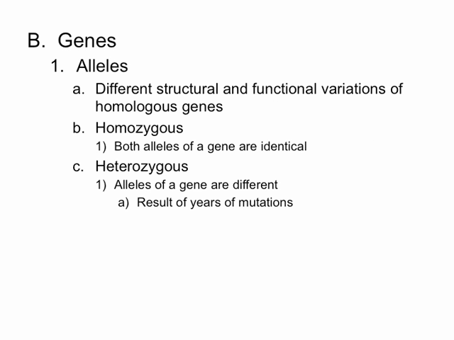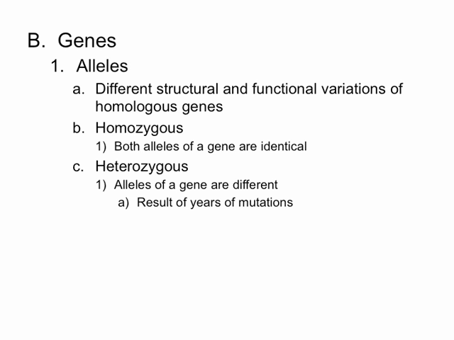Genes are made up of structures called alleles. Alleles are different structural and functional variations of homologous genes. If something is considered to be homozygous, that means that both alleles of a gene are identical. Homo in this case refers to same, therefore both of the alleles of a gene are going to be the same. Heterozygous, on the other hand, hetero refers to different, therefore the alleles of the genes, if they are heterozygous, are going to be different. And this is, of course, the result of years of mutations.